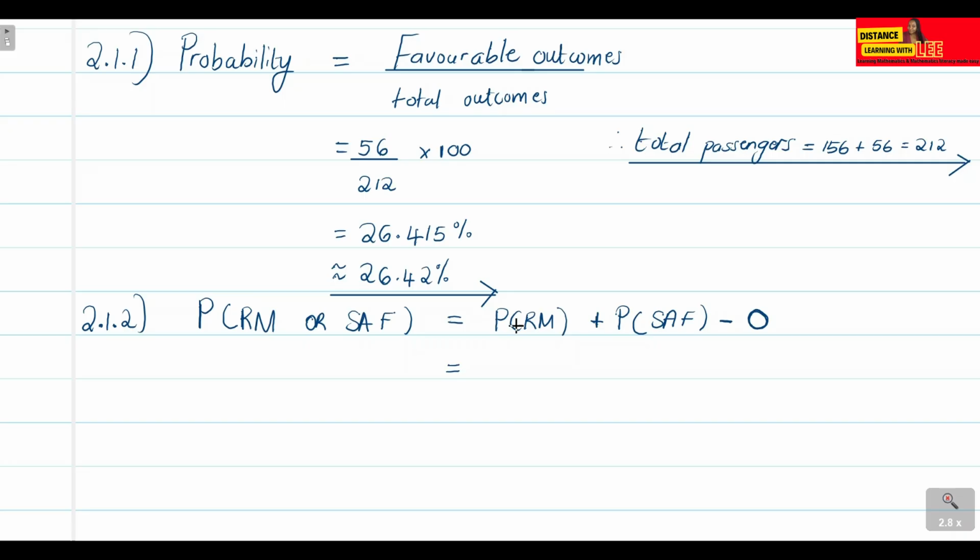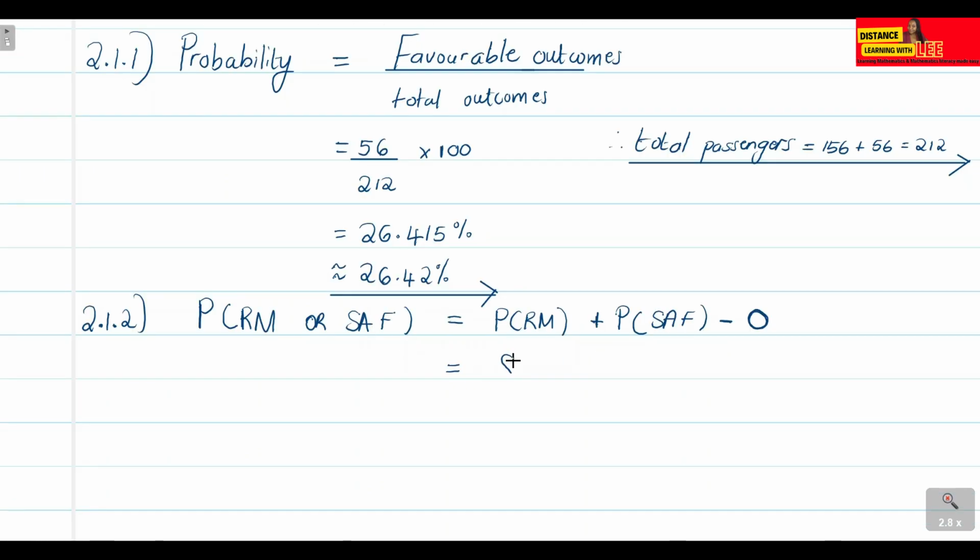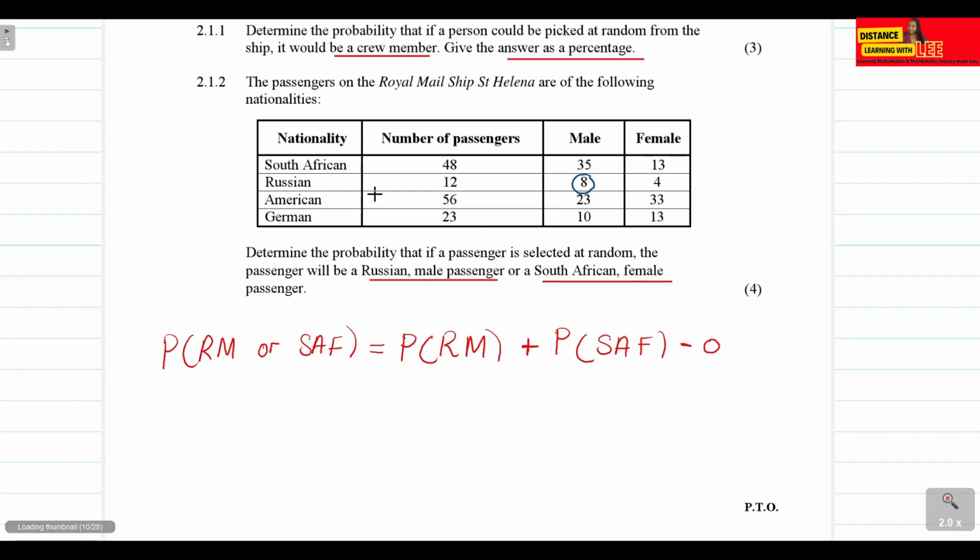So what is the probability that the passenger is a Russian and male? We have a look at the information that is given to us. For the Russian male, it'll be 8 divided by, remember, favorable outcomes divided by total outcomes. So Russian male is 8 divided by the total outcomes. How many passengers do we have on this ship? You're going to take 48 plus 12 plus 56 plus 23.